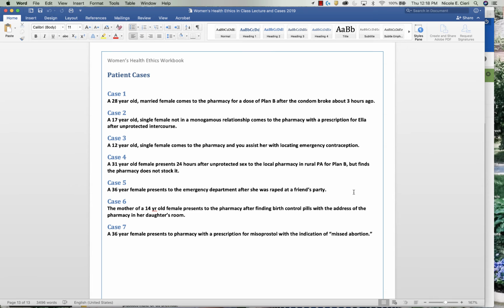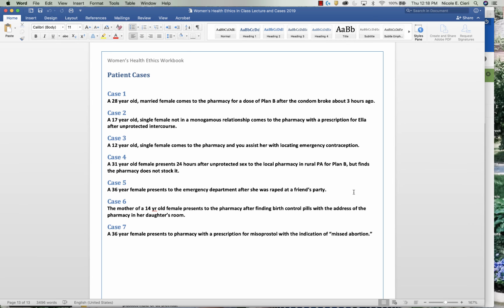The patient is not a minor. The patient is married. Maybe that's important to you. They're coming in for emergency contraception, and whether or not, let's say, they had a prescription for it, would you dispense that prescription to this patient? Or would you only dispense the prescription to certain other types of patients?